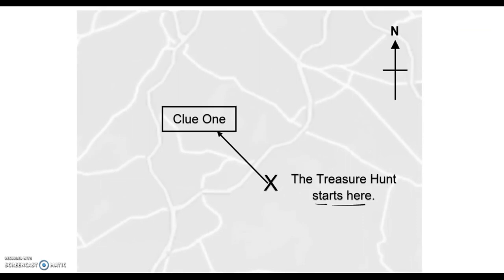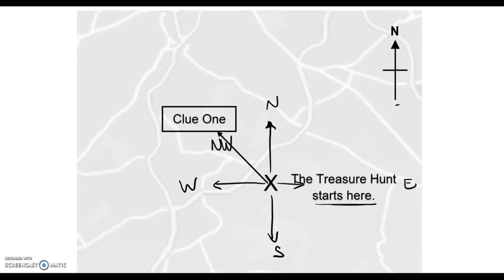So we're starting here where the treasure hunt is. We've got north going up just like this here. And then we've got south going down. We've got west and east. Now this is in between north and west, so it is northwest.